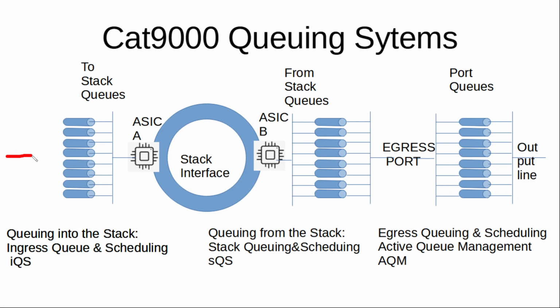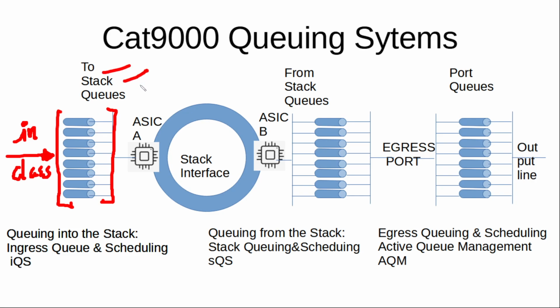So your packet enters your switch and then it is subject to ingress classification. Your classification will place that packet into a set of queues that are known as two stack queues. This set of queues are managed by a subsystem known as ingress queue and scheduling, or IQS process. So IQS manages all the queuing and scheduling for the two stack queues.